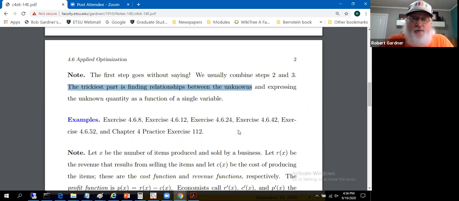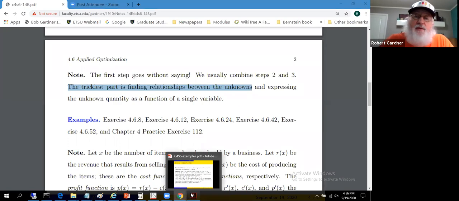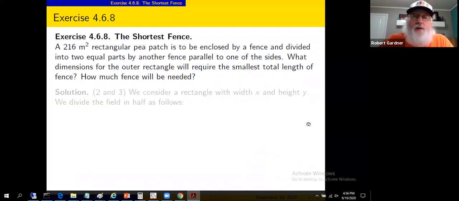So let's illustrate it in progressively more complicated exercises. All right, so let's run through some of these. This may take a while because some of these are fairly lengthy. All right. The shortest fence, question number 8. This is fairly similar to the first example we did.